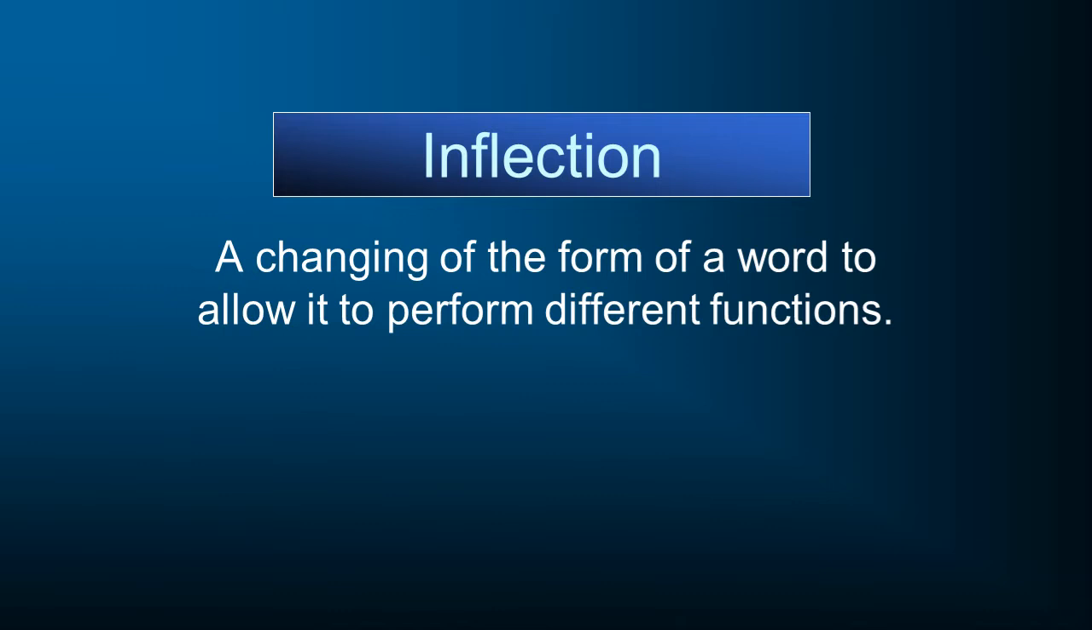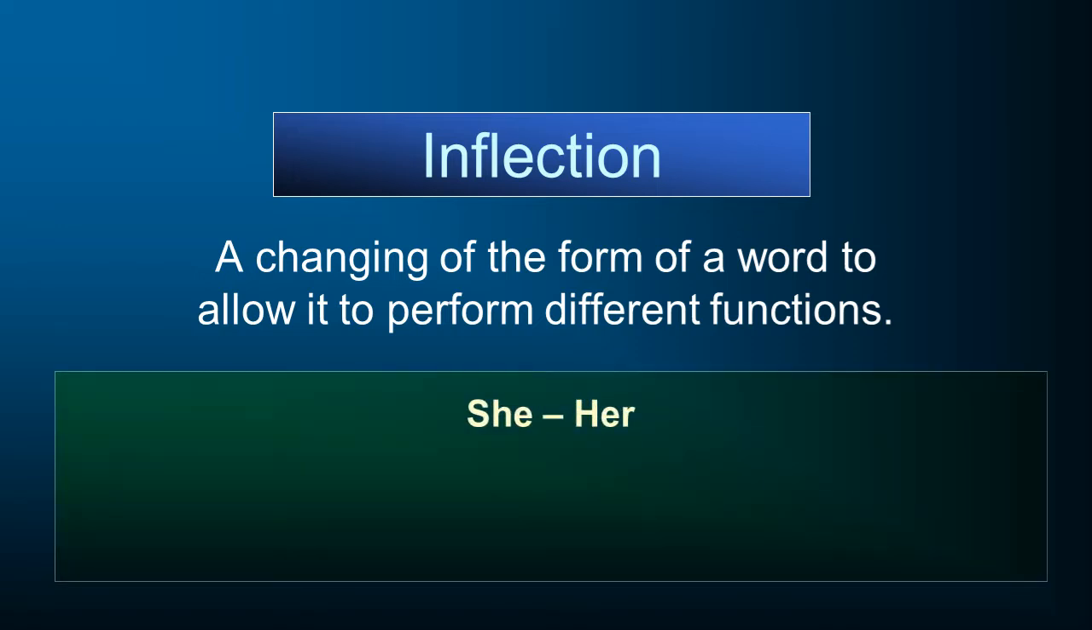An inflection is a changing of the form of a word to allow it to perform different functions. For example, I can talk about to run, he ran, someone was running, all from the same root word, but different forms of the word. So we can have she or her, depending on how I'm using it in a sentence. She does something, this belongs to her.